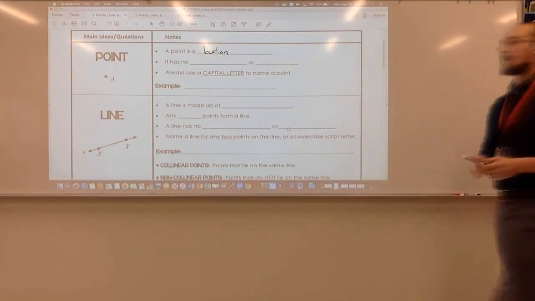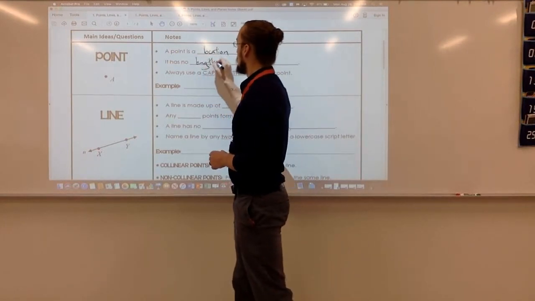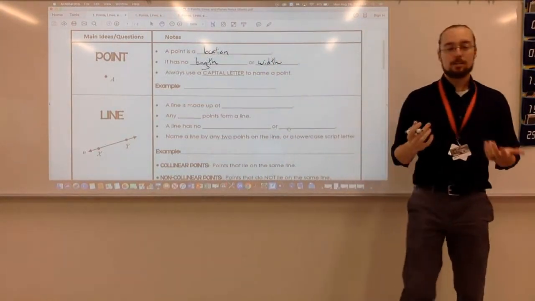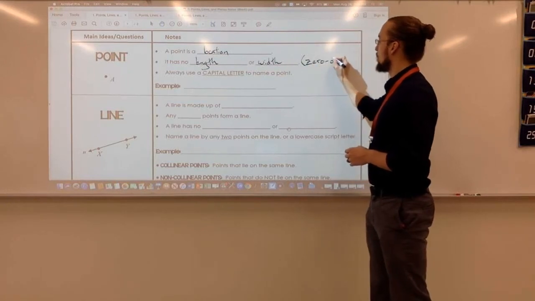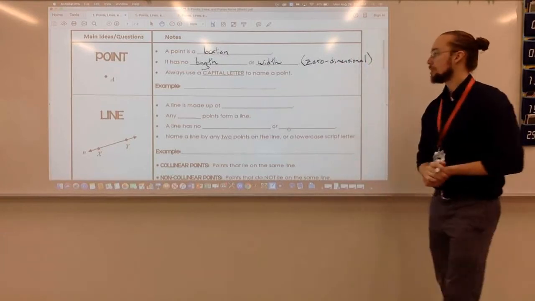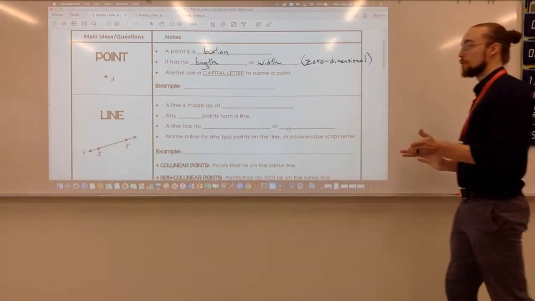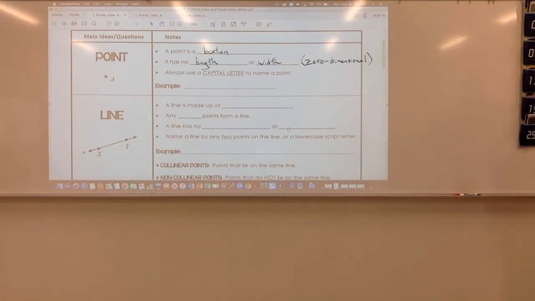Right? It has no length or width. In other words, it is 0-dimensional. We could even say it has no length, width, or height. But we think of those as the 3 dimensions: length, width, and height. So a point has none of those. No length, no width, no height. It is just a location in space.